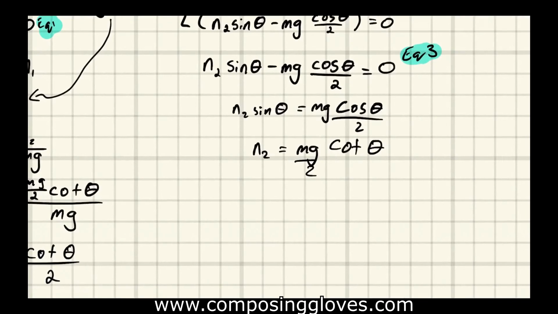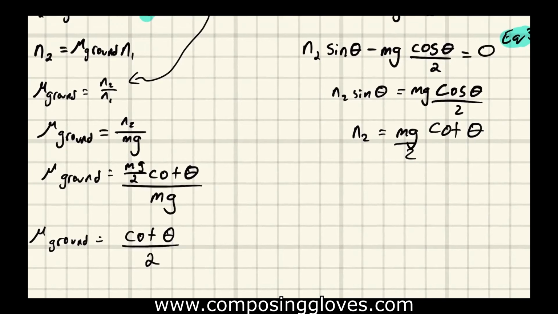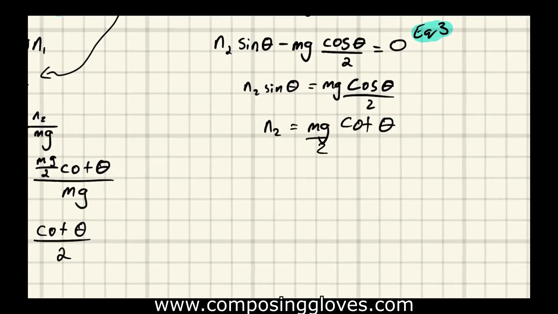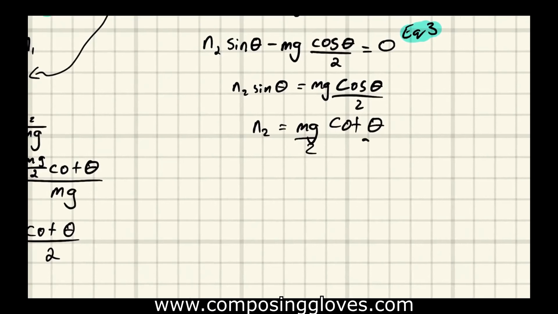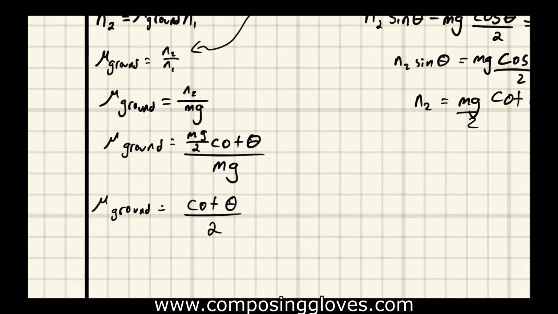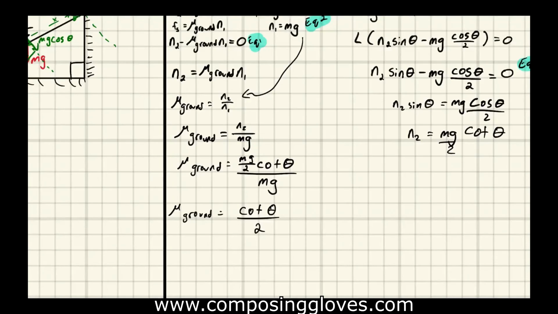Now, I'm going to move the 2 underneath the mg, and we can do that because it's multiplication. And then we say cosine theta over sine theta is cotangent theta. So we wind up with this. And from there, we come over here and we say, well, this is N2. We found N2 finally. And we know theta, we know the weight, and 2 is just a number. So we can plug that in, and we find out that m ground is equal to mg over 2 cotangent theta over mg. And we can simplify actually and multiply by 1 over mg. And we end up canceling the mg's out, and we're left with cotangent theta over 2. And that is what m ground is.